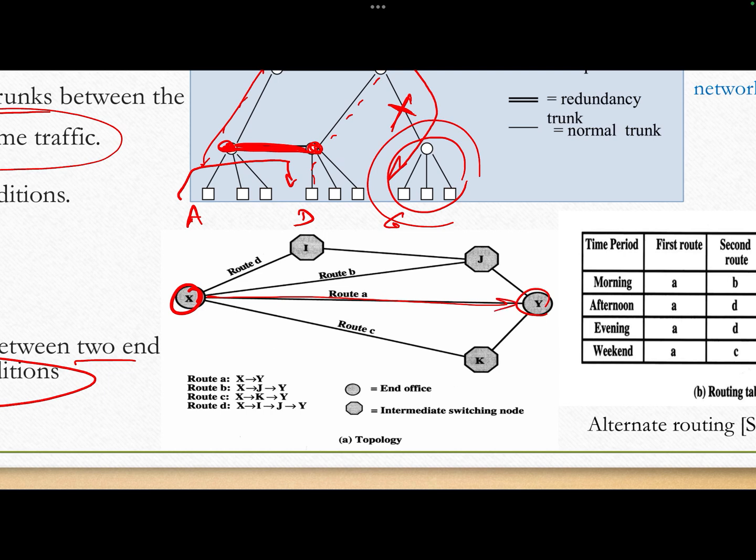A will just go X to Y. B will go X to J to Y. D will go X to K to Y, C, and then this one will go. So you have 4 routes, and you have options.